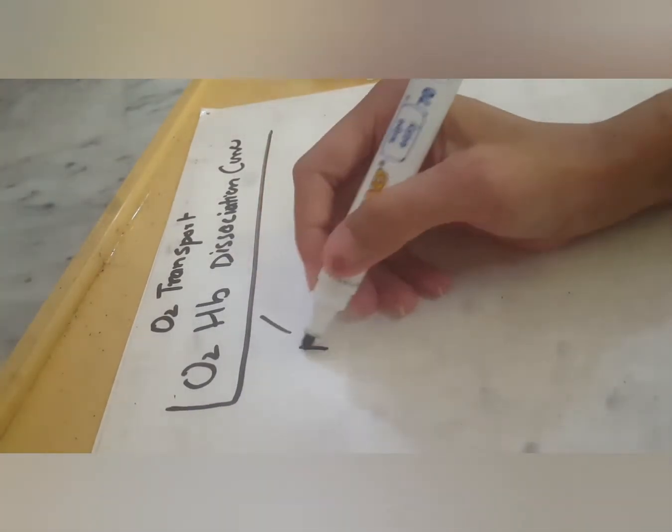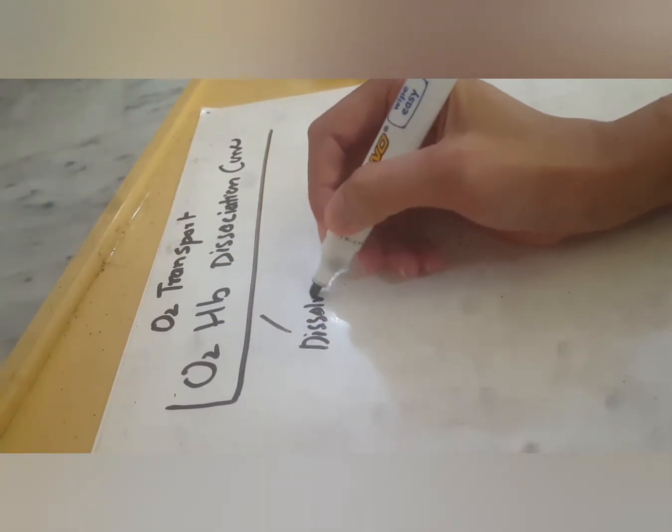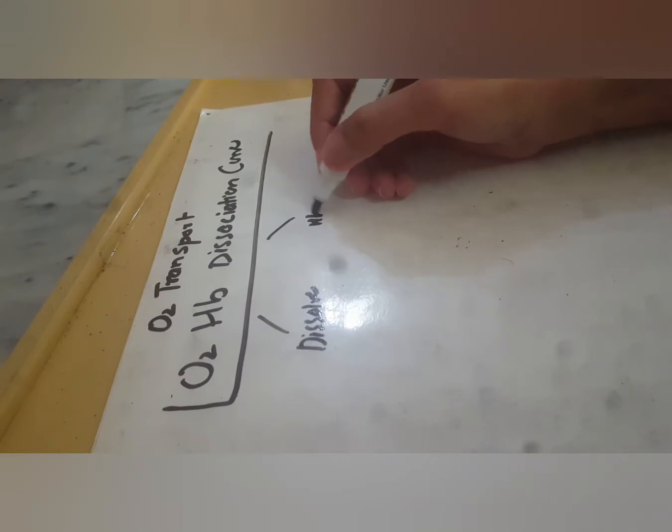Guys, today I'm discussing one of the topics of respiratory physiology, that is the oxygen hemoglobin dissociation curve. As we all know, oxygen is carried in the blood in two forms: dissolved form and bound with hemoglobin, right?